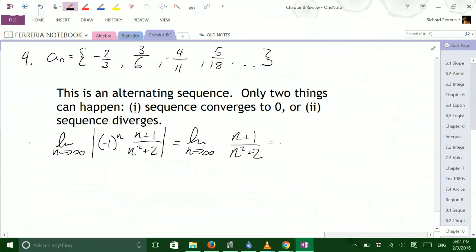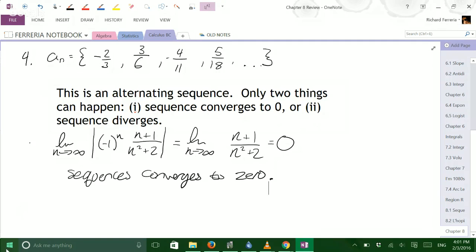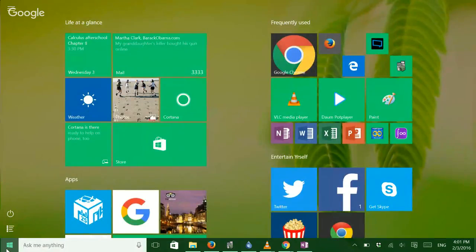What is this limit? 0. N over n squared, 0. Okay, so does that give us condition 1 or condition 2? It's 1. Good. The sequence converges to 0. Remember, there were only 2 options. Either the sequence converges to 0 or the sequence diverges.